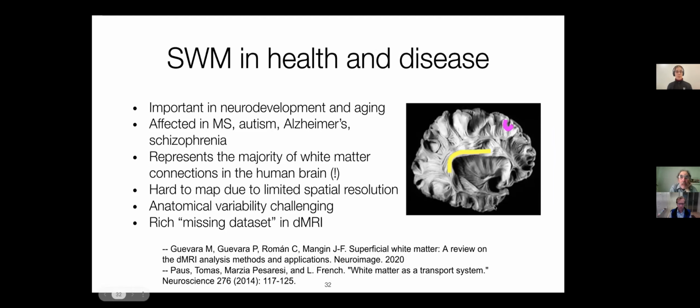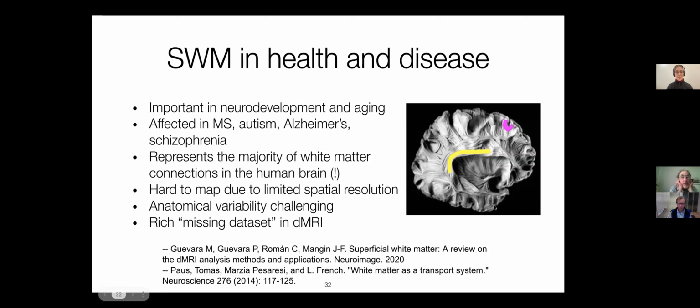Okay, so the superficial white matter is known to be quite important in health and disease. So apart from the fact that it's fascinating because we don't exactly know what's there because we haven't mapped it, it's also very important to learn about to better understand the brain in health and disease. It's particularly important in neurodevelopment and aging. There's a last in, first out hypothesis, where the superficial white matter is the last to myelinate, but also the first to degrade. The first to have problems during aging.